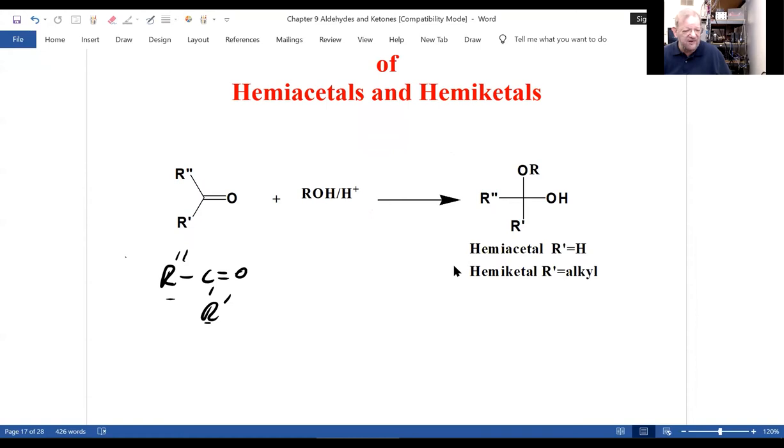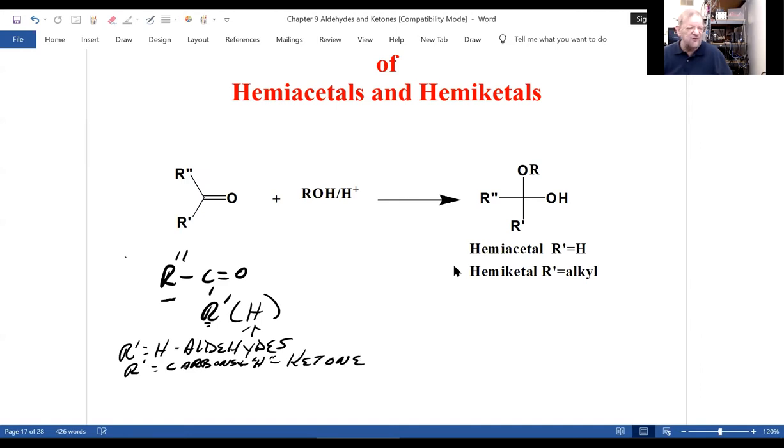When R prime is carbons and R double prime is carbons, that's a ketone. When R prime is a hydrogen and R double prime is carbons, that's an aldehyde. So when R prime equals hydrogen, we're talking about aldehydes. And when R prime is carbons and hydrogens, we're talking about a ketone. So by writing it this way, I'm saying both aldehydes and ketones undergo the same reaction, and they do.